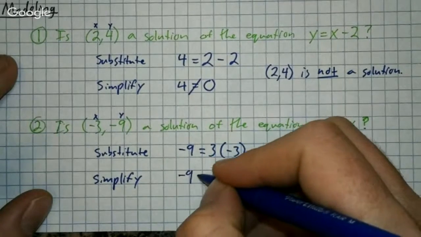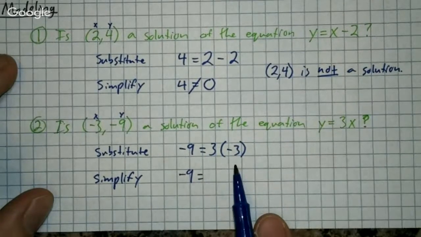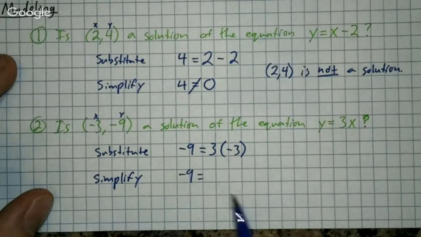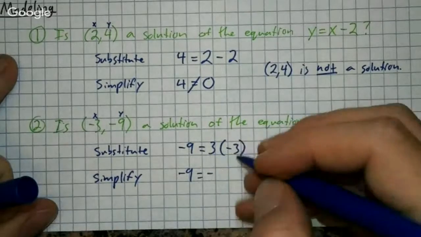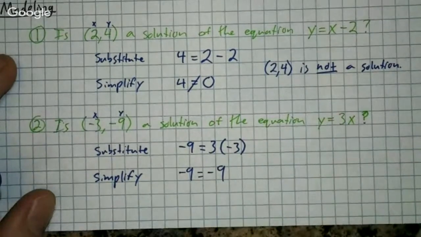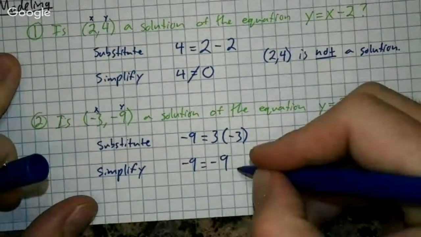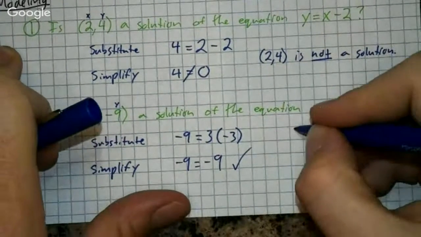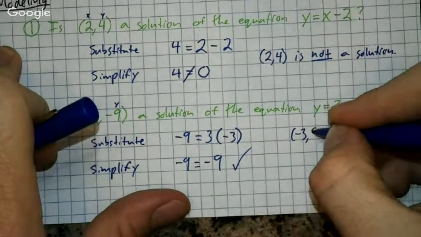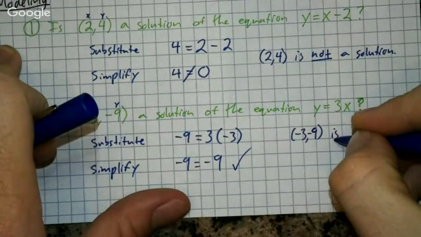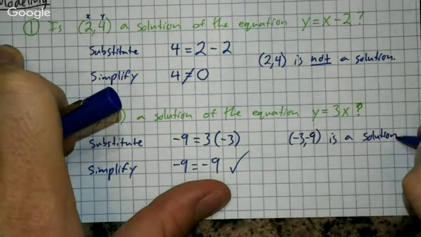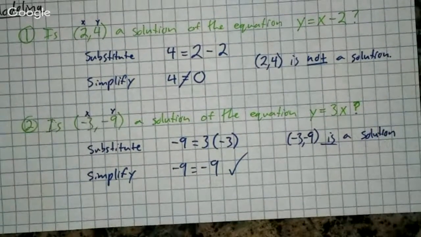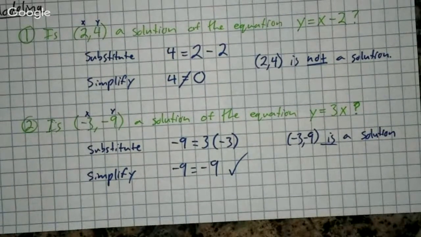-9 is simplified already. This side of the equation, 3 times -3, well, I know that that's going to be, since the signs are different, it's going to be negative. 3 times 3 is 9. -9 equals -9. Yes, it does. We've checked it. Great. -3, -9 is a solution. Fantastic. All right, and we're going to just have one more.